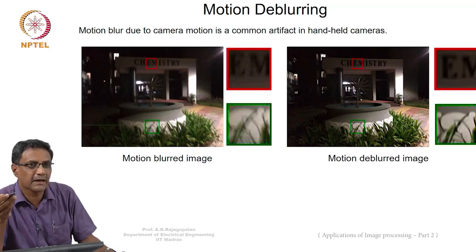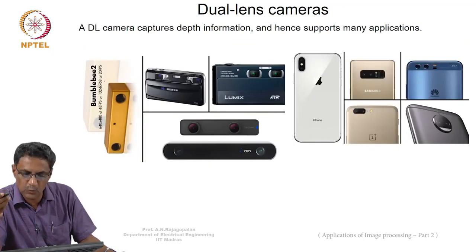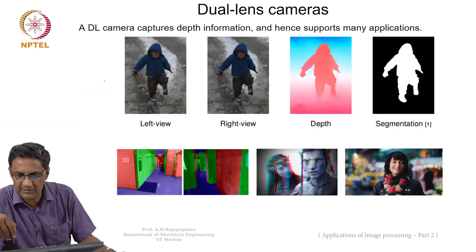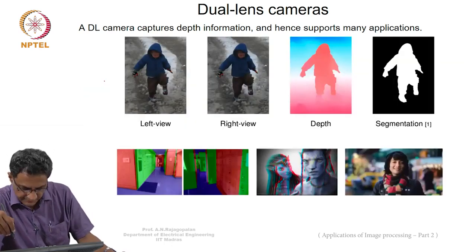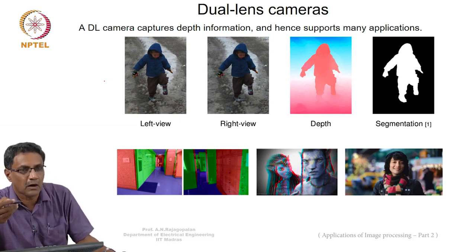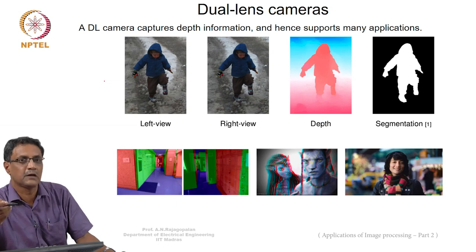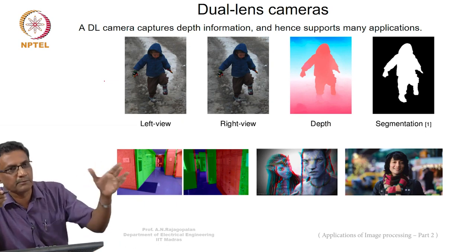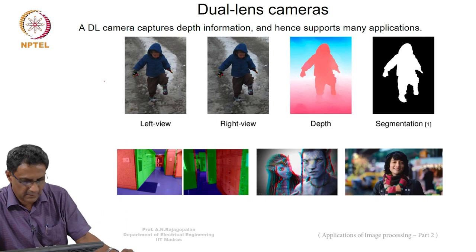Then motion deblurring, I already talked to you about it. Then a dual lens, right? All these cameras have multiple lenses. What can you do with them? You can get a sense for depth. You can do segmentation, right? You can do some kind of scene understanding, in the sense that you can even tell how many planes there are. For example, if it's an indoor scene, you might want to segment it into various different planes.